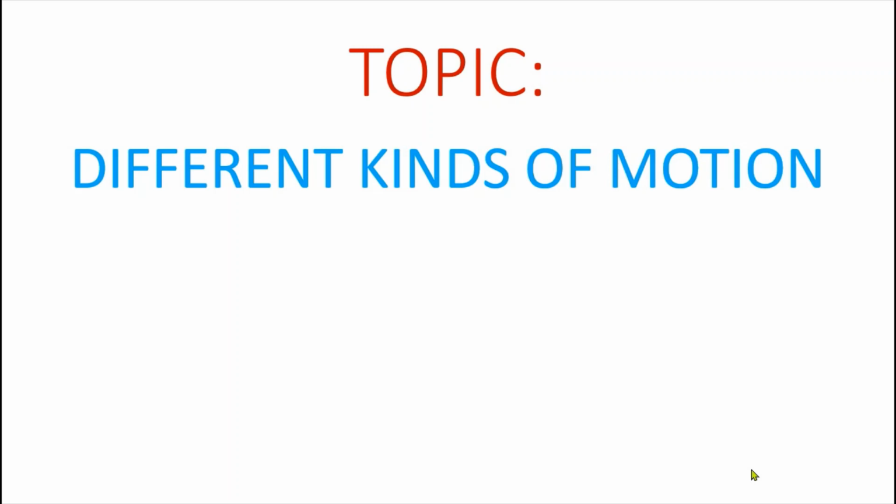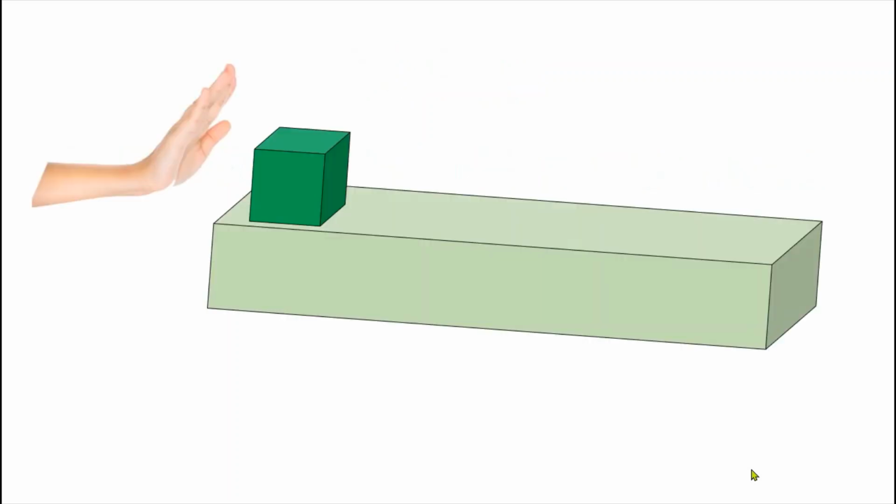Our today's topic is different kinds of motion. Here we will discuss 5 kinds of motion. Our first motion is translational motion.